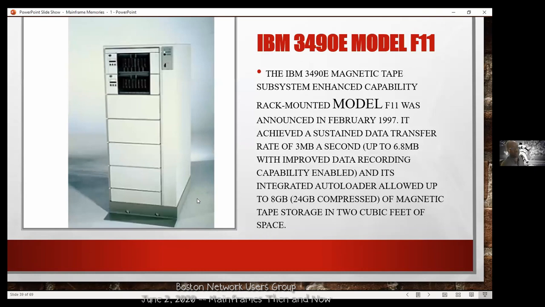Moving forward in the world of tape to the IBM 3490E. A rack-mounted tape drive, able to transfer data up to 3 megabytes a second, pretty fast, for lack of a better technical description. And it could hold, if I remember correctly, from a native amount of 8 gigabytes up to 24 gigabytes compressed. Again, a pretty small footprint for sure.